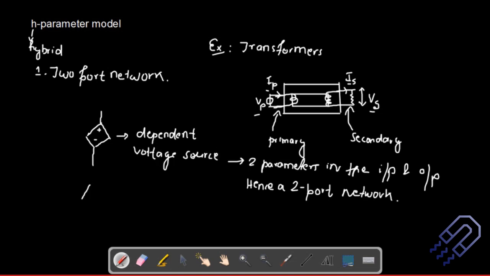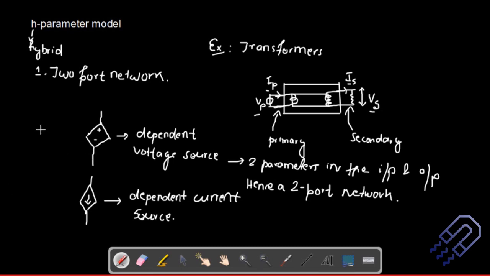On the other hand, if I want to draw a dependent current source, I can just put an arrow here, and an arrow here. This is a dependent current source. Please remember this. This is the notation that is usually used. Some books don't use it, some books do, but mostly you should use it.